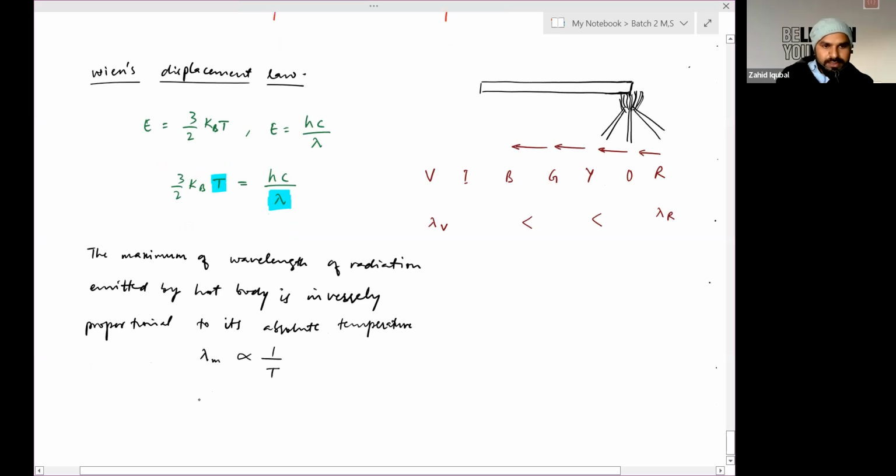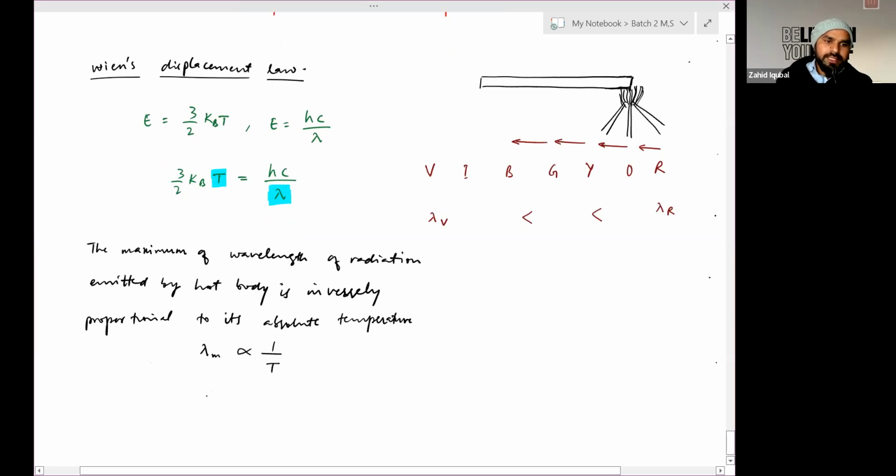So by replacing the proportionality sign, you will get a constant. Lambda maximum into T equals some constant b, which is called Wien's displacement constant, which is numerically equal to 2.9 into 10 to the power minus 3 meter Kelvin.